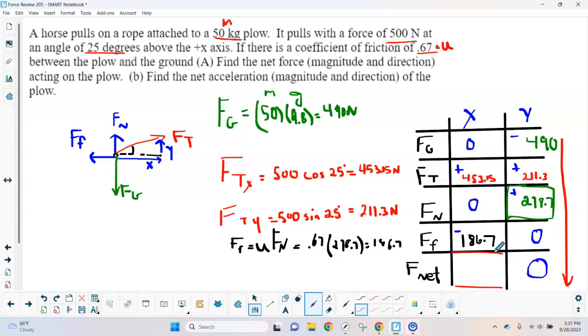Now we're just left with solving for the net force. And we can do that just going down the column. So if we take positive 453.15 and subtract off, or add negative, 186.7, you should get a value of, let me see, I didn't write that number down, so let me go ahead and do that. So try it again, 453.15 minus 186.7. I got 266.45.